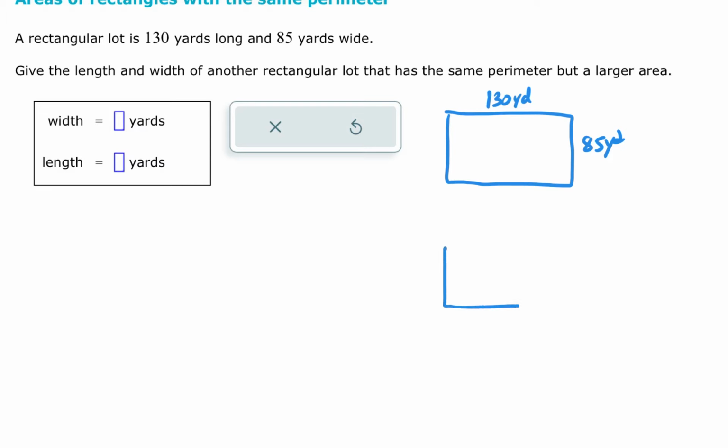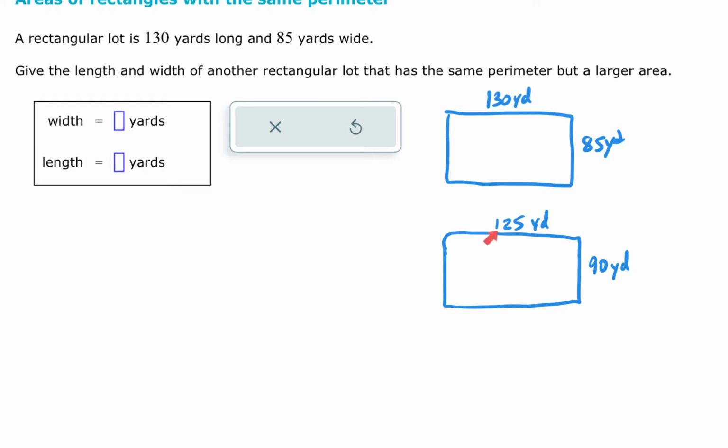Okay, I think I'm going to start by drawing another rectangle. And this is not going to be drawn to scale, but let's drop the length by 5 yards. So let's make it only 125 yards. And if we drop the length by 5, we're going to have to add 5 to the width. That's the only way that we're going to keep our perimeter, the distance around, the same. So let's find out the area of each of these rectangles, and we'll find out if dropping this one by 5 and upping this one by 5 will give us a larger area for this rectangle right here.